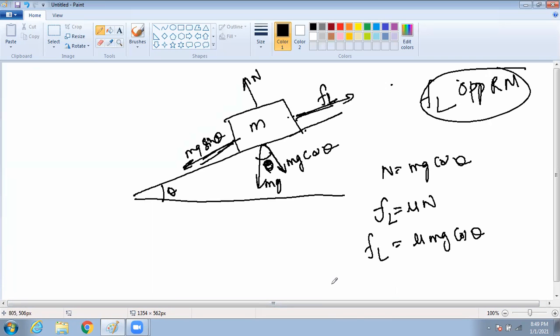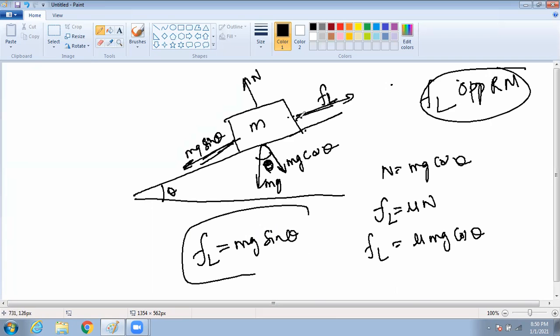So what do you have to find? The maximum value at which the block will be at rest. That means if your FL is equal to mg sin theta, if this force is equal to this force, that means the body is not moving. The body will start moving only when your mg sin theta is greater than FL.